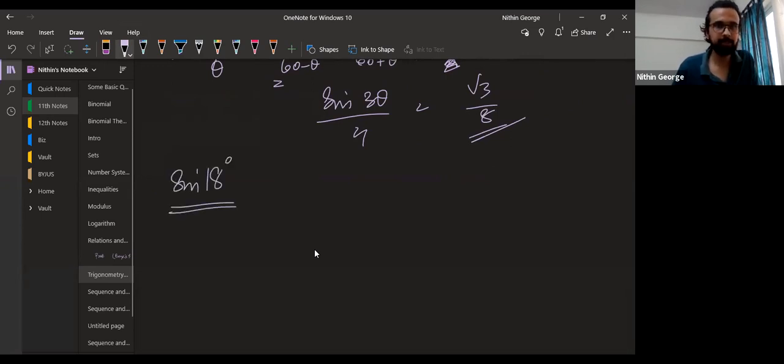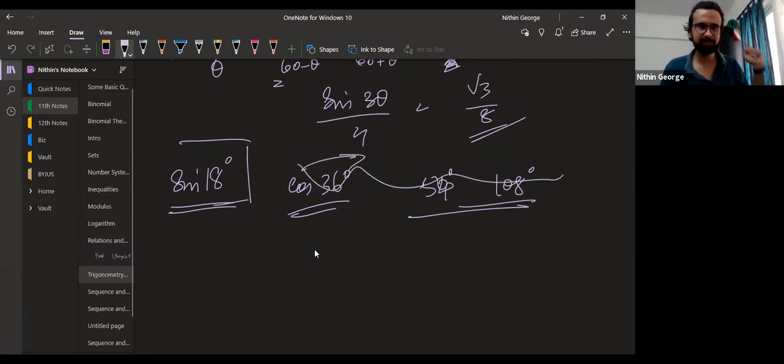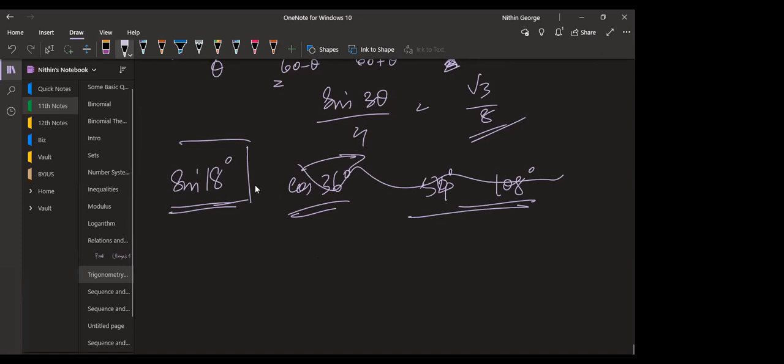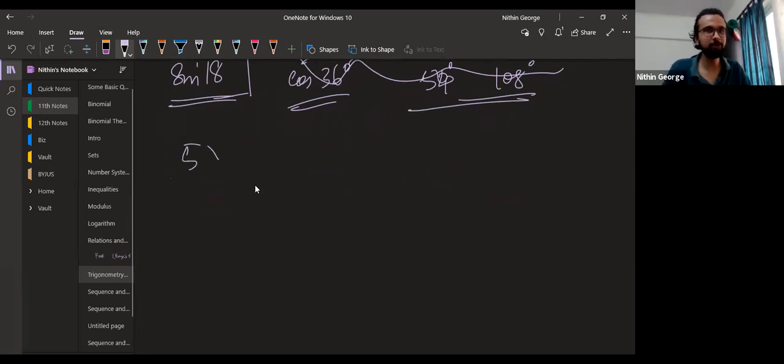Sine 18 degrees, cos 36 degrees, 54 degrees, 108 degrees, and all start from sine 18. Cos, sine, whatever, all of this starts from sine 18 degrees. Let's start solving for sine 18 degrees. Do you know what sine 18 is? It's not there in NCERT. That's why I'm asking. Then it's worth learning. So what I know is 5 into 18 is 90 degrees.